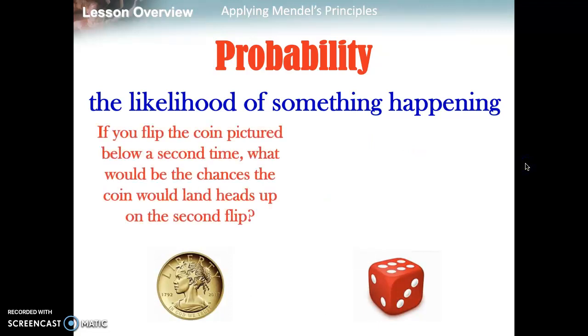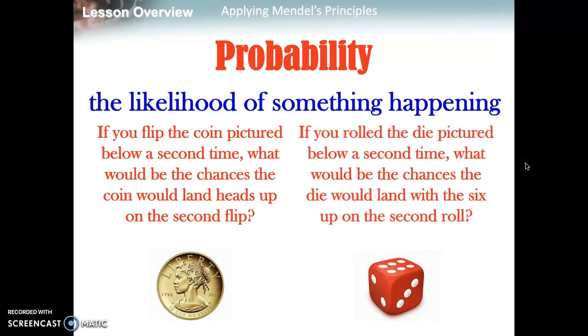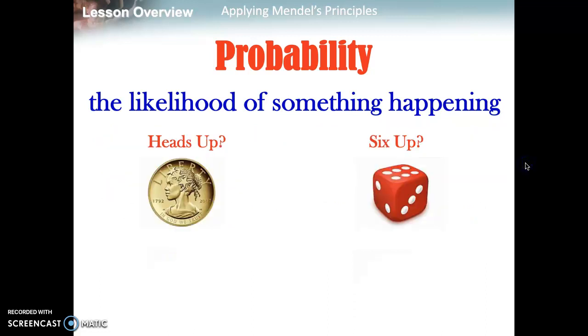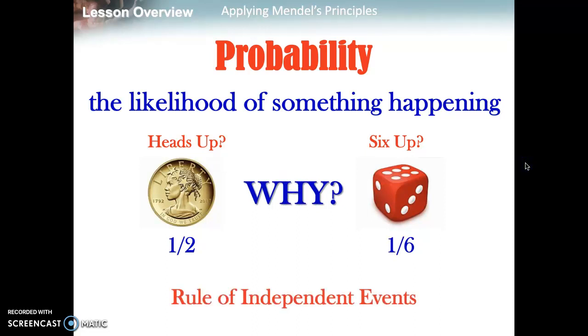So as we move on, if you flip the coin, what would be the chances the coin would land heads up on the second flip? Or if we roll the die, what's the chances it will end up a 6 on the second roll? Again, we know heads up is 1/2 and a 6 is 1/6. But why does it stay the same? This is called the rule of independent events.